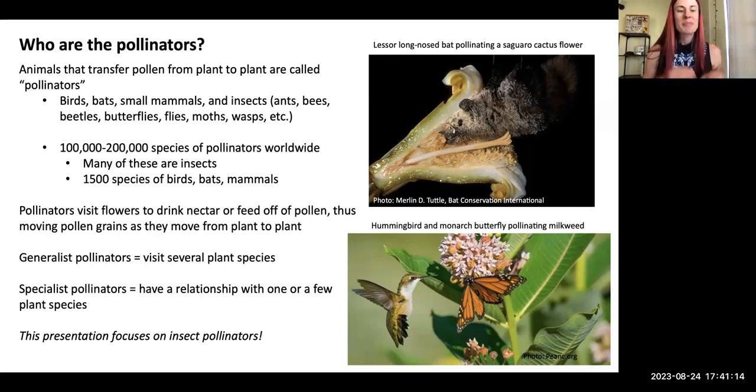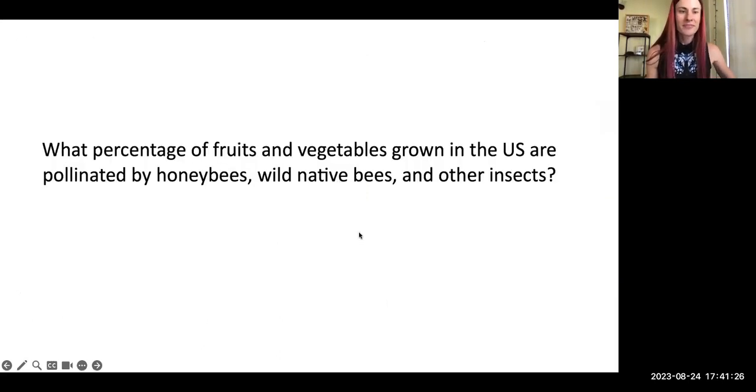And as I mentioned, this presentation really focuses a lot on insect pollinators. So I'll go into the different groups of that and then provide some examples from New Mexico of different plants that are pollinated by insects.